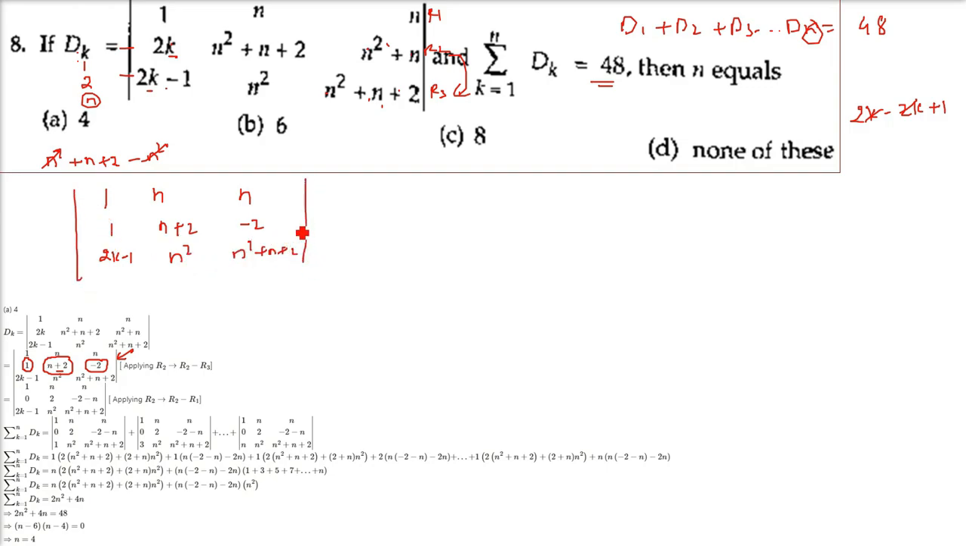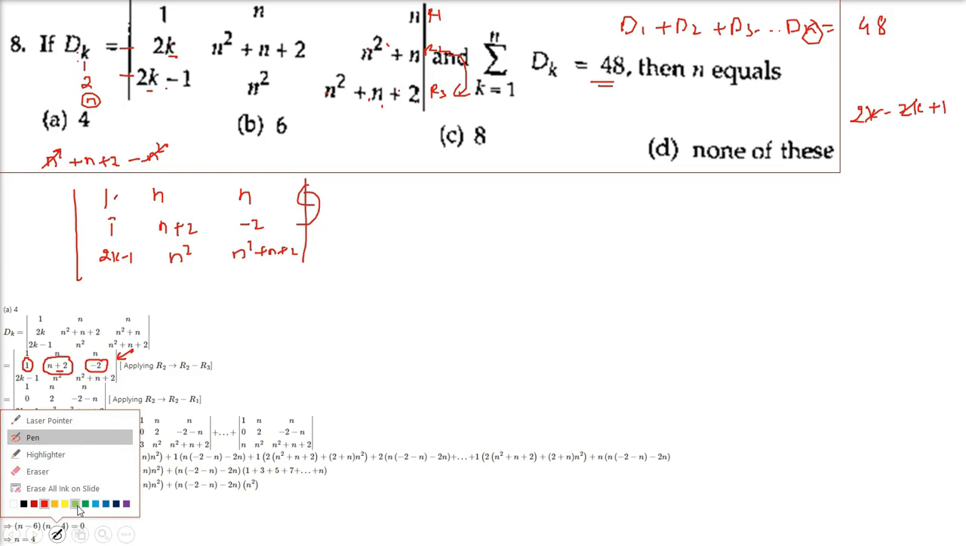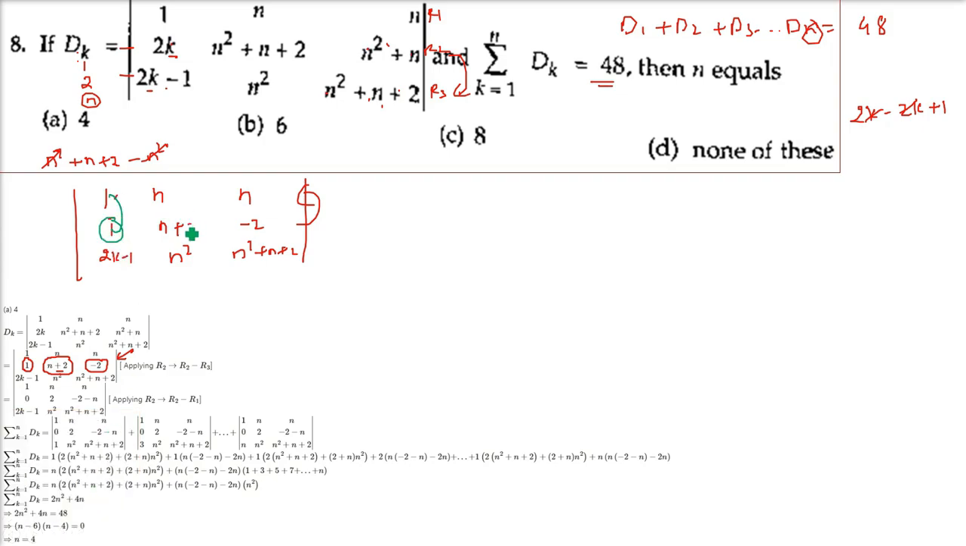So this row 2 minus row 1 we are doing, 1 minus 1 will be 0. n plus 2 minus n will be 2. And this is n plus 2 minus n, that is going to be 2. And then minus 2 minus n. This will be minus 2 minus n. Okay, the final thing which will come after doing R2 minus R3 and giving it to R2, and R2 minus R1 giving again back to R2.